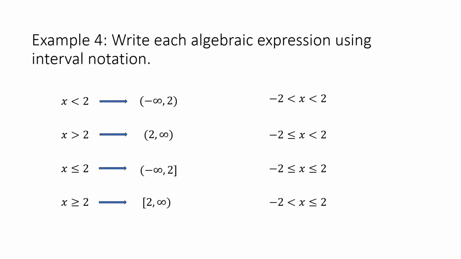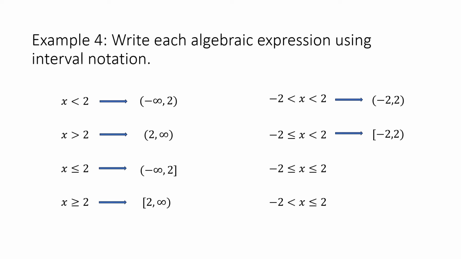Next, we have negative 2 is less than x, which is less than 2. Both of the inequalities do not have lines underneath them, so that means it's an open interval, which means we're going to have parentheses both at negative 2 and 2. So that's what that would look like as interval notation. The next one, we have negative 2 is less than or equal to x, which is less than 2. Since we have a line underneath that first inequality, there's going to be a bracket at negative 2 and then a parentheses after the 2.